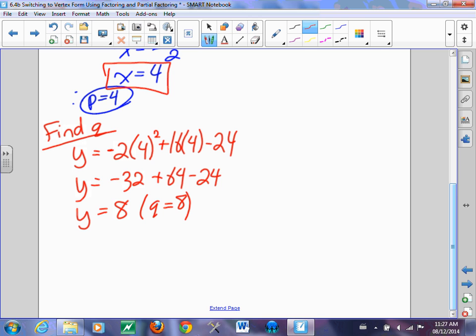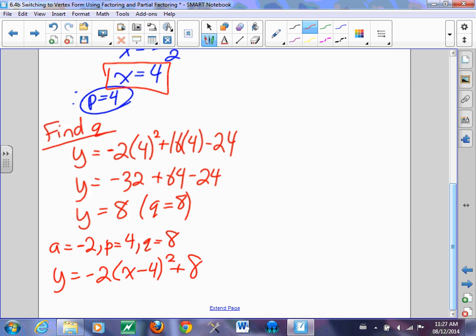Okay, so now we know we can sub a, p, and q in the formula. So we've got a equals negative 2. We've got p equals 4. And recently q equals 8. So now we can sub it in the equation. So y equals a, which is negative 2, x minus p, which is 4, squared plus 8. And now, folks, it's in vertex form.